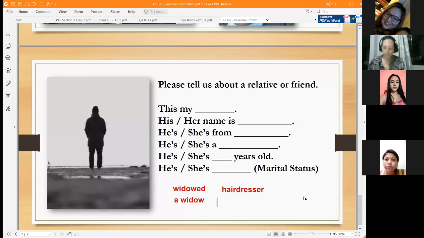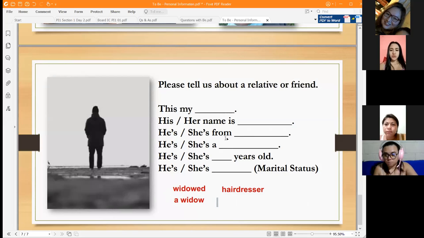Now, thank you. You're welcome. Marta Estela Diaz, right? Okay. This is my best friend. Her name is Melanie. She's from San Salvador. She's a student. She's 20 years old. She's single. Okay, excellent. Great. Thank you very much. Good job. Okay, now that was Marta Estela Diaz. Now, Paola.